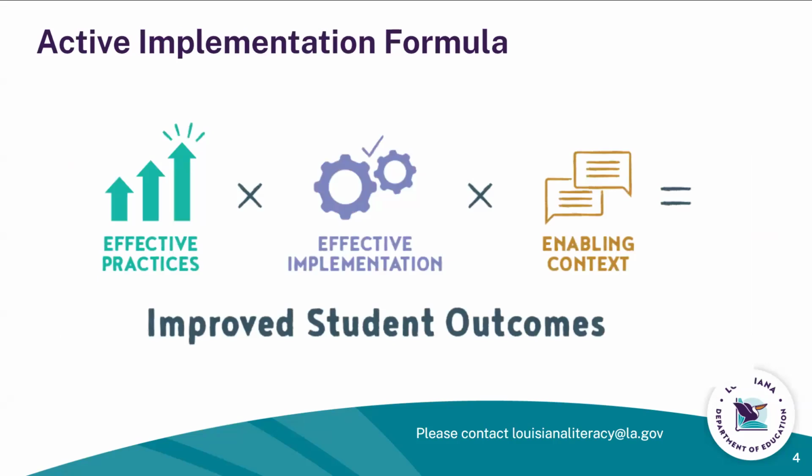So how do we ensure that our literacy initiatives will lead to improved student outcomes? We must plan for an approach that includes 3 core areas as demonstrated in this formula. Effective practices. We should ensure that those effective practices are grounded in evidence-based research and practices that are teachable, learnable, doable, and accessible in practice.